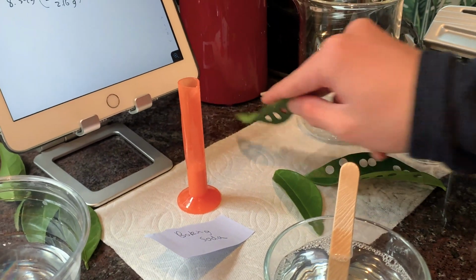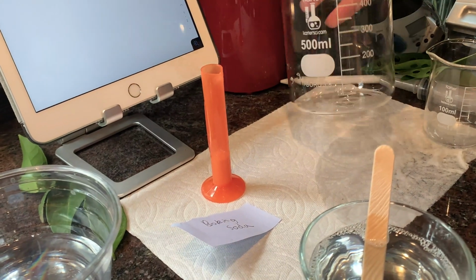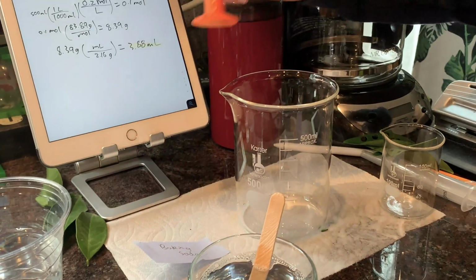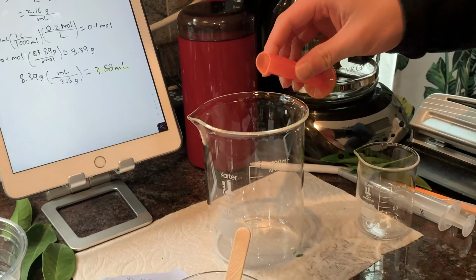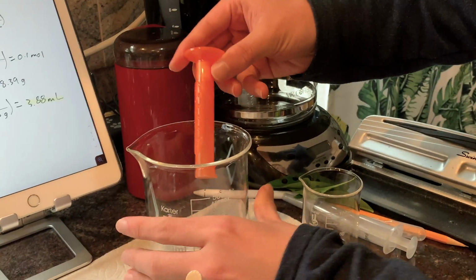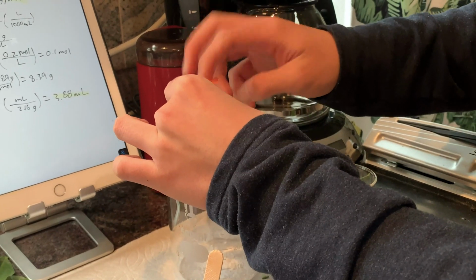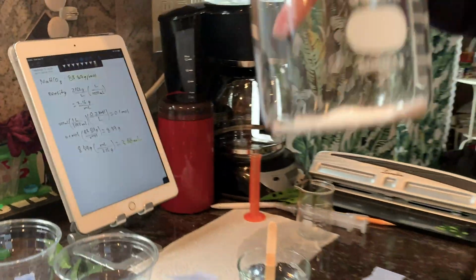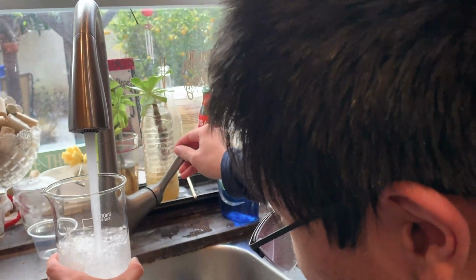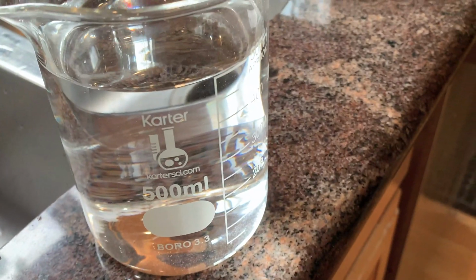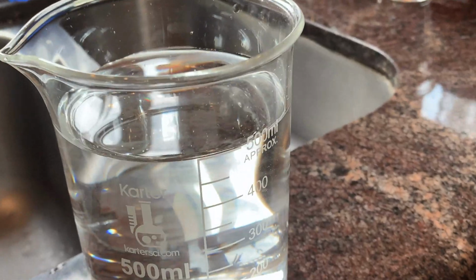And now I will prepare the molar solution. So I said 500 milliliters of liquid will be used. So this is our 500 milliliter beaker. First we pour in the 3.88 milliliters of sodium bicarbonate. Okay. And then we will fill this beaker with water up to the 500 milliliter mark. Okay, so that's approximately 500 milliliters of water and around 0.1 moles of the solute.